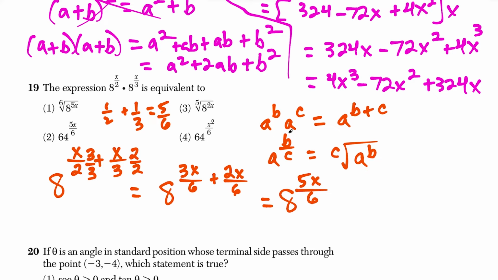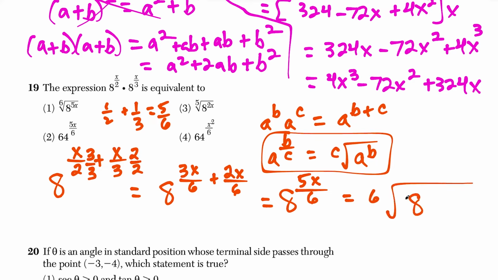So now I'm going to use this property over here. So I have power over root. So what I have here is the 6th root of 8 to the power 5x. And now I just scan the answer choices, and this is going to match up with choice 1.